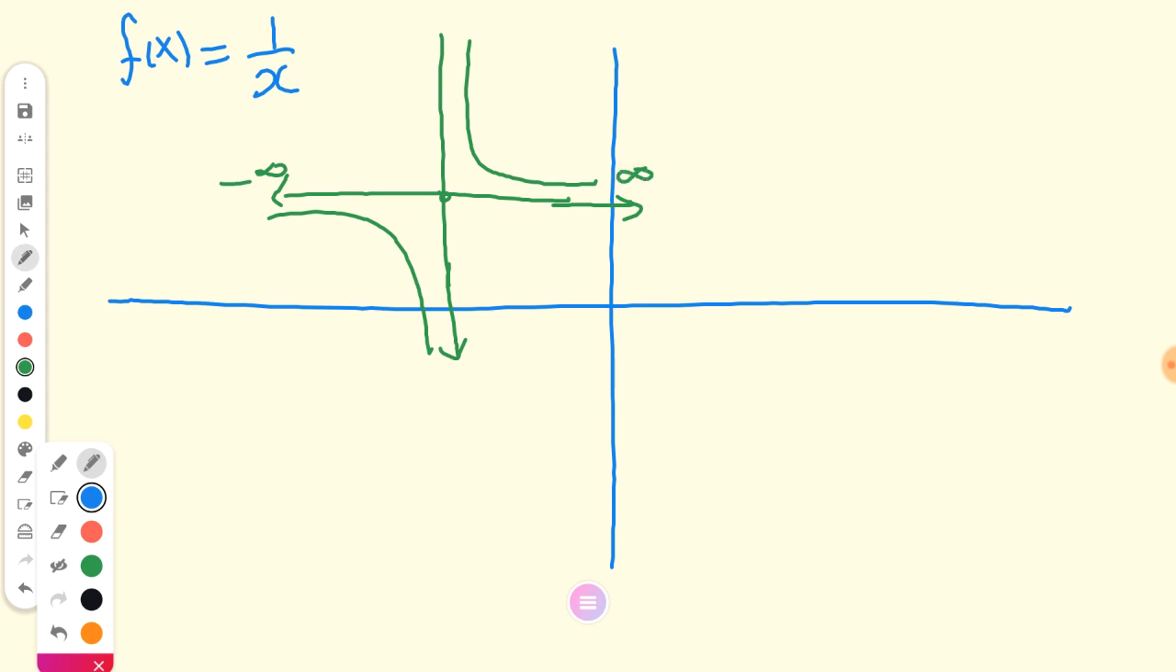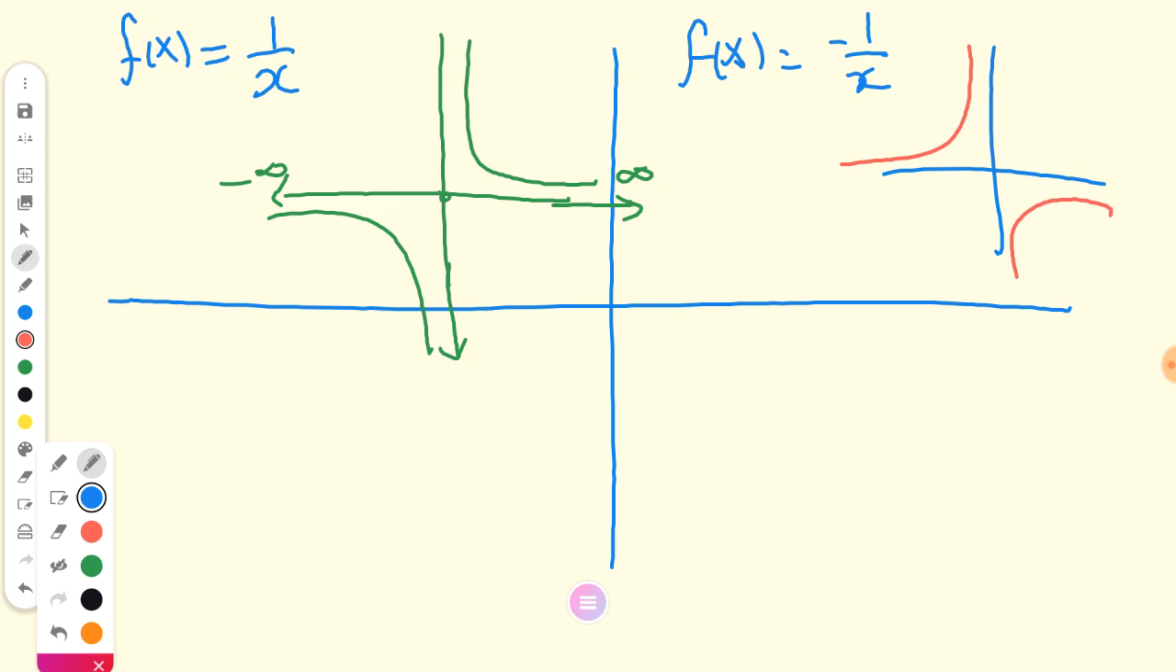The second function I'd like to remember is f(x) equal negative 1 over x. This function is drawn in two quadrants, in a different color: the second quadrant and the fourth quadrant. Please try to remember, as we learned before, I think in the second quarter.